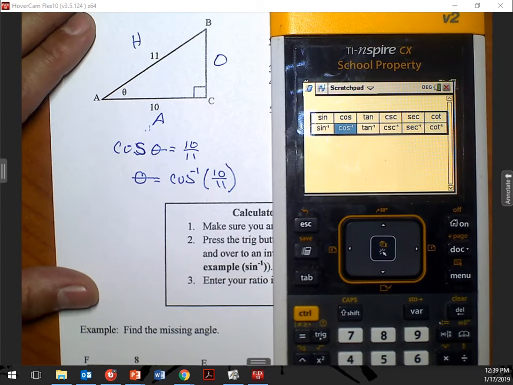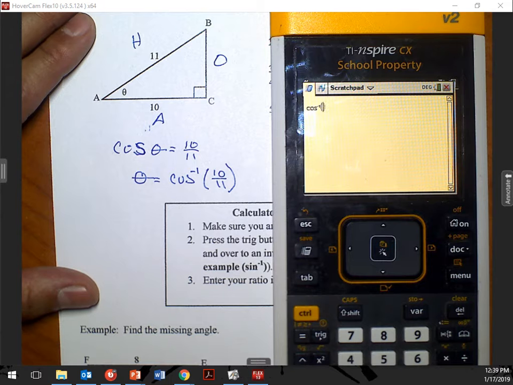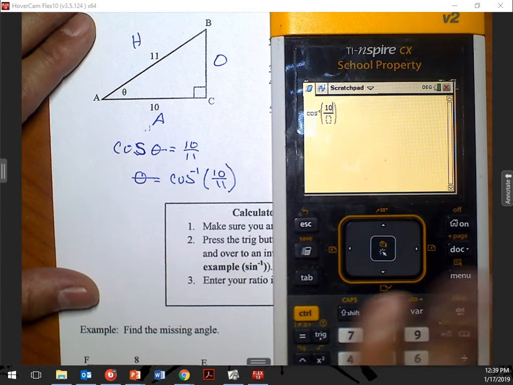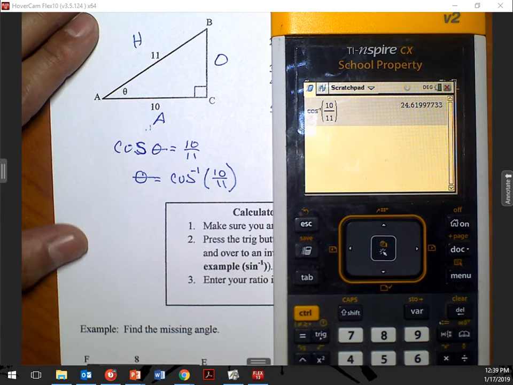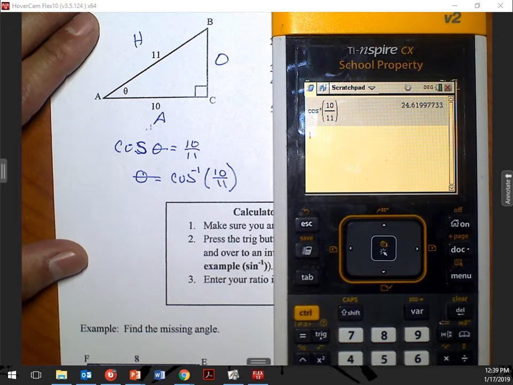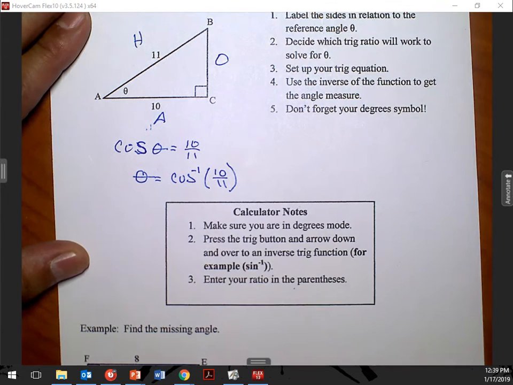Okay, now what am I plugging in now? 10 and 11. So I'm going to do control divide to set up my fraction. 10 over 11. Oh, that's how you do it. And now I'm going to come up with, what is my answer? 24.6. Now what is my units on this?